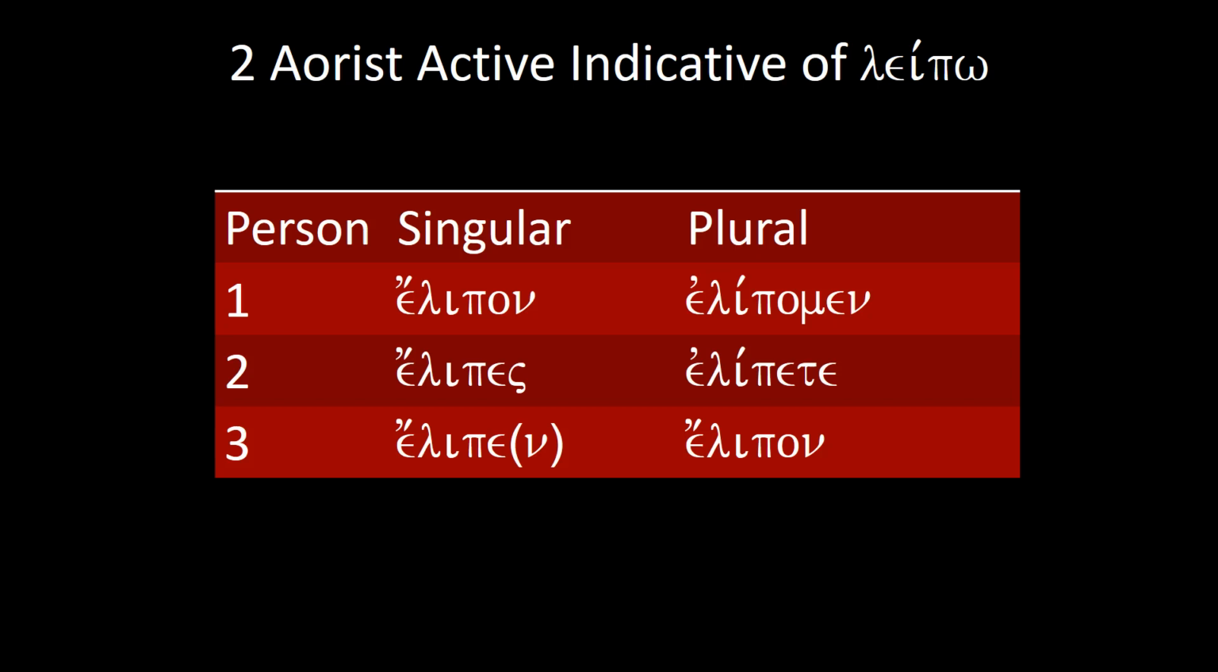So this has the stem change. The stem change is the big deal for second aorist. Notice at the very top, this is from the verb leipo, lambda, epsilon, iota, p, omega, leipo. It changes here to lip. So you have augment on front, stem change, lip, and then you've got connecting vowels and endings.